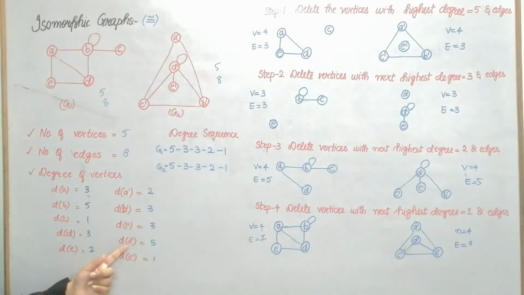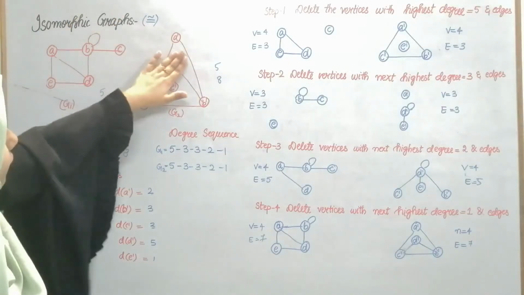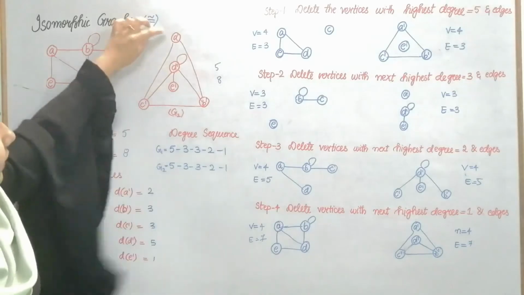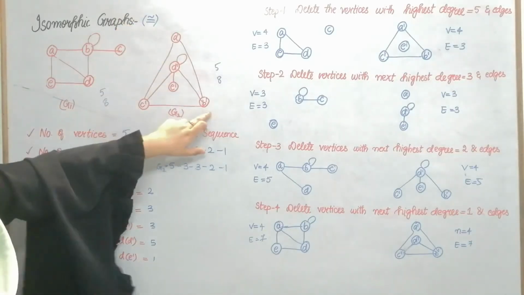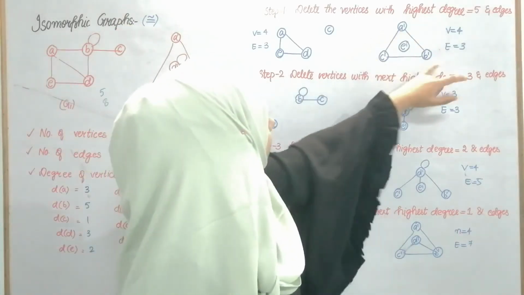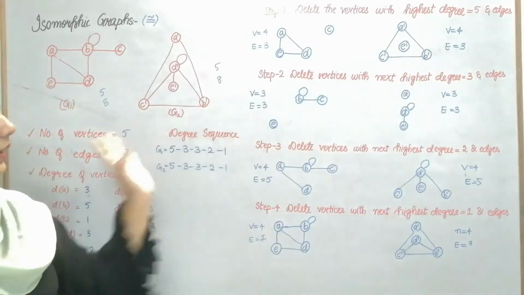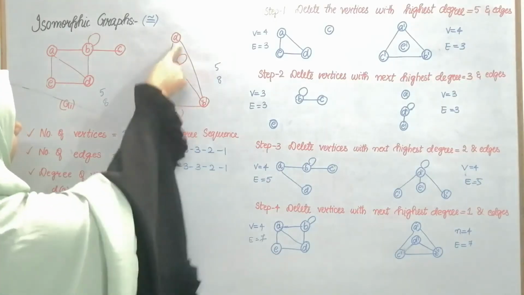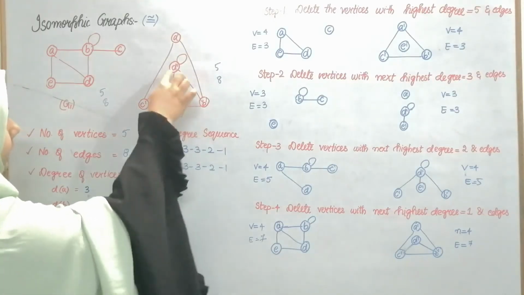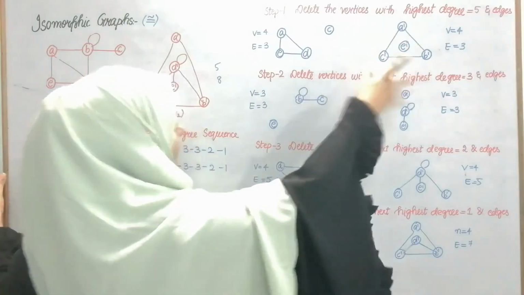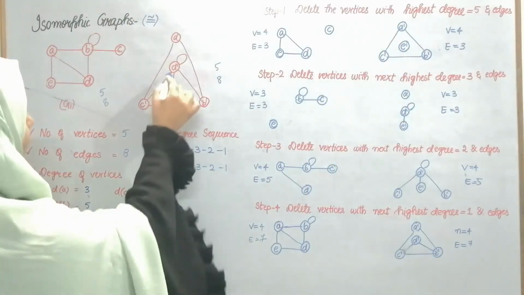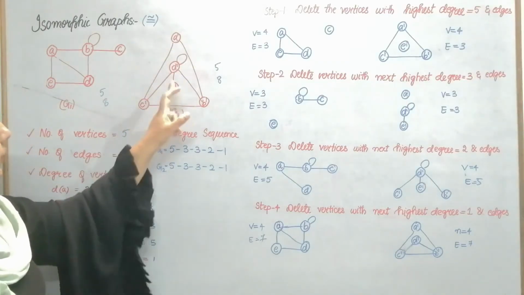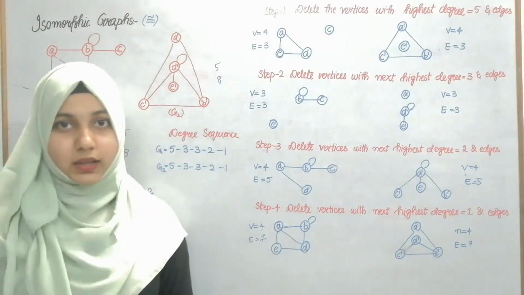Next, in this graph, the vertex with the highest degree is 5. Which vertex has this degree? D dash. So we are simply going to remove D dash and the rest of the vertices will be as it is: A dash, C dash, B dash and E dash. Now the edges are A to B, A to C, C to B. Since D is not there, you will not have the edges D to C, D to E, D to B and the loop D to D.